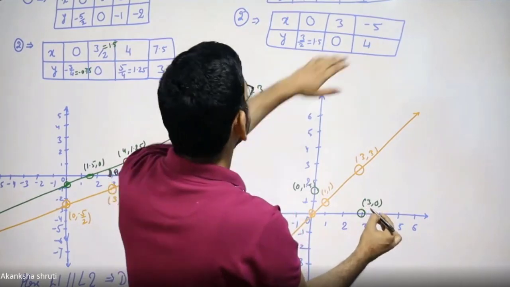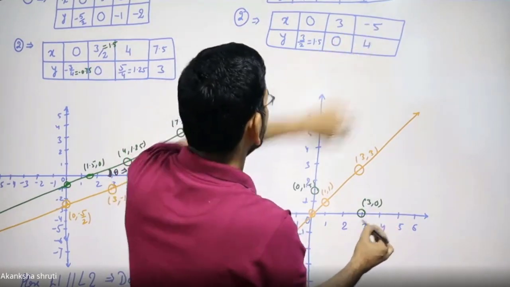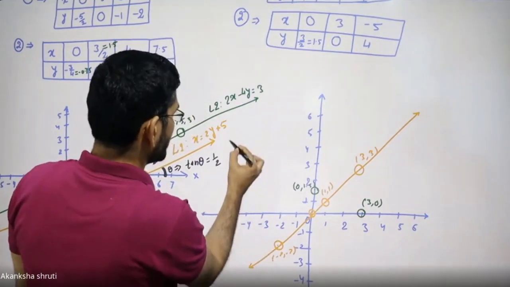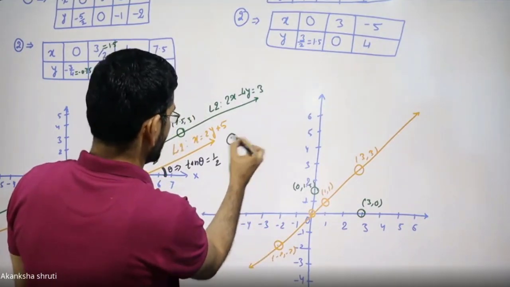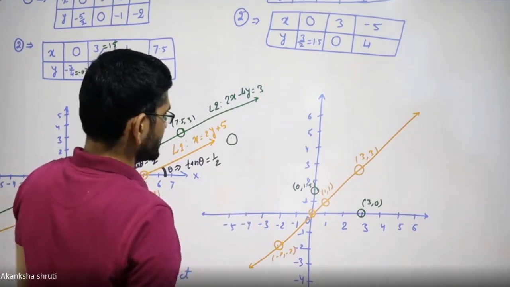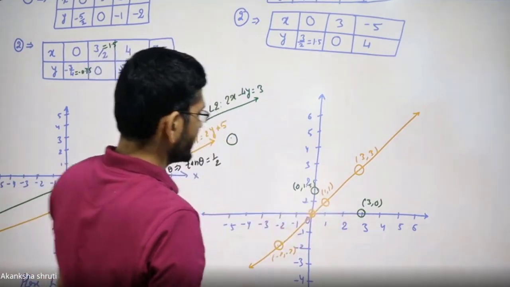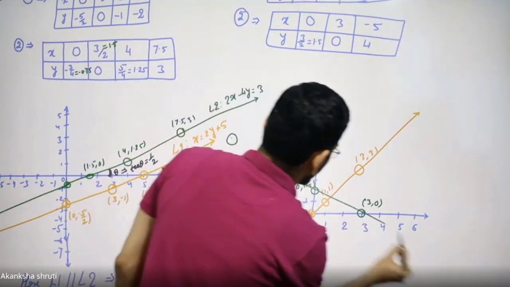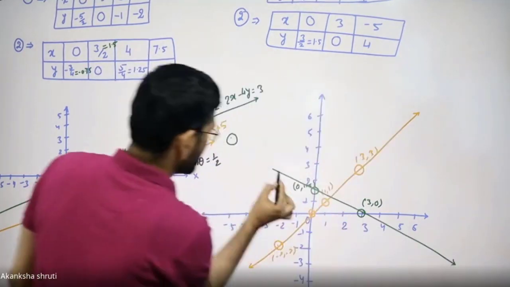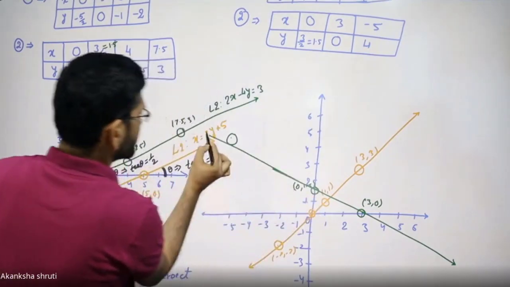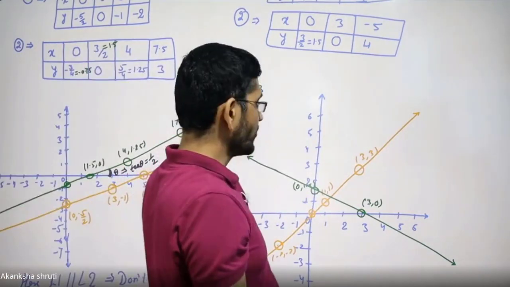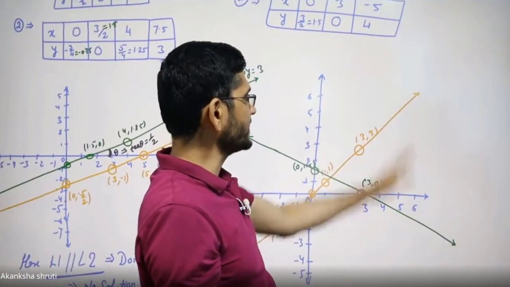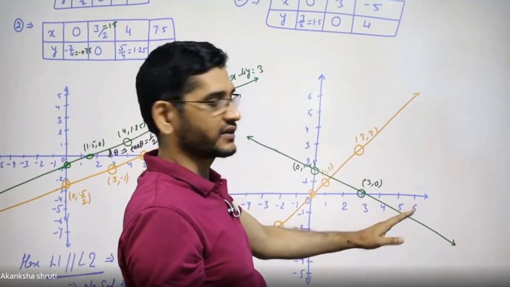The next, x is -5, y is 4. So -5, y is 4. It is somewhere here. Student, this point is for this graph. Now we need to join it. Even by joining these 2 points only, we can get the required graph. What we are observing? Again, we are observing that the graph is intersecting.